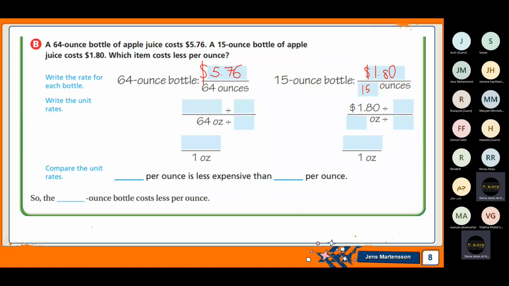So once you want to buy, just use your math. You find the unit rate in order to compare between them. So this is one of the applications for math. So let's see here.